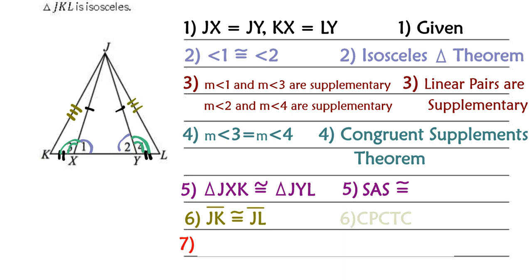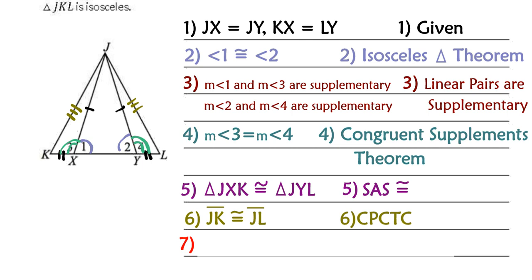And if the triangles are congruent, that means corresponding parts of congruent triangles are congruent. CPCTC, corresponding parts of congruent triangles are congruent. The first word is corresponding. It matches up the sides or angles. Corresponding parts of congruent triangles are congruent.